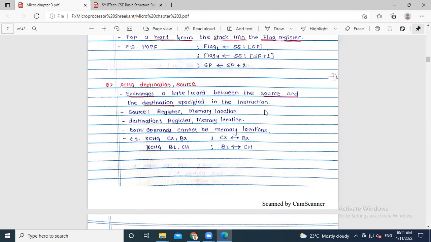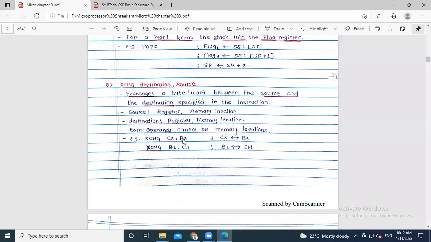The source can be a register or a memory location, and the destination can also be a register or a memory location. Here, both are registers. For example, XCHG BX, CX. X means it is a 16-bit register. C and B are the registers with 16 bits.